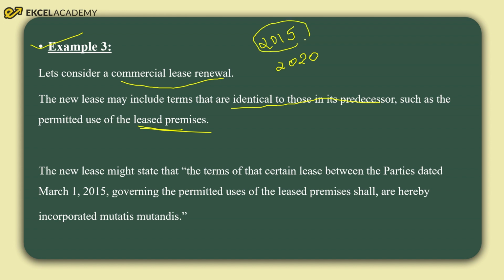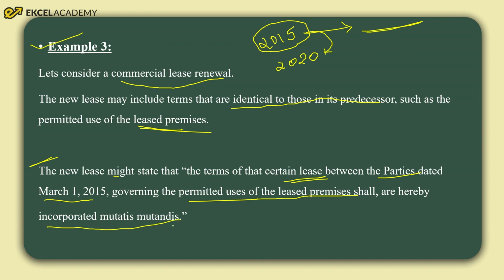So in the agreement or contract of 2015, they have decided how a particular property can be used and what are the limited permitted uses of that particular land when it is leased. So such terms will remain the same in the agreement of 2020. So this will be explained by this. The new lease might state that the terms of that certain lease between the parties dated 1st March 2015 governing the permitted use of the leased premises shall hereby be incorporated mutatis mutandis.